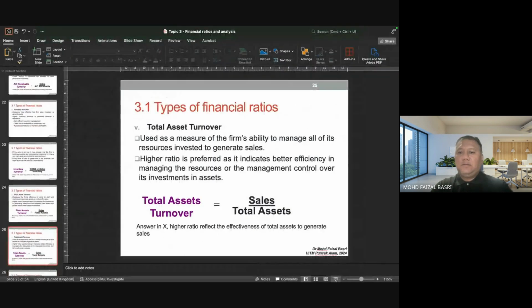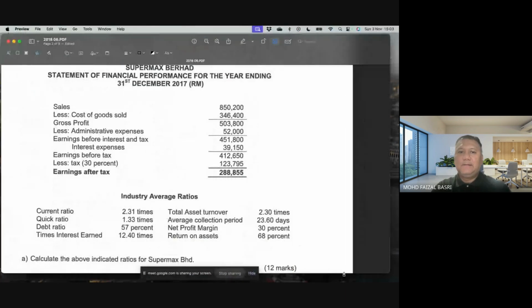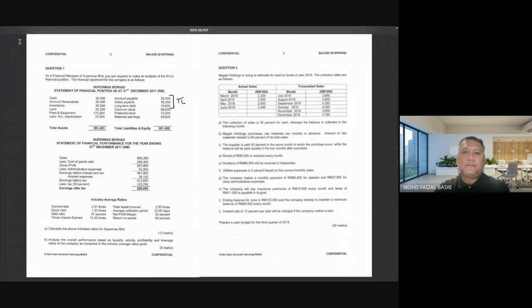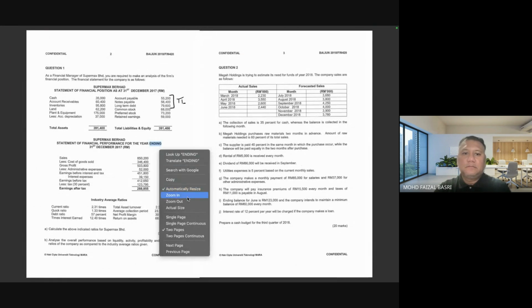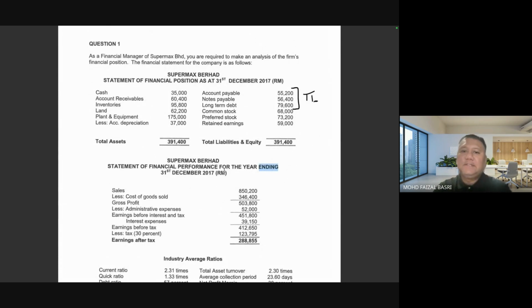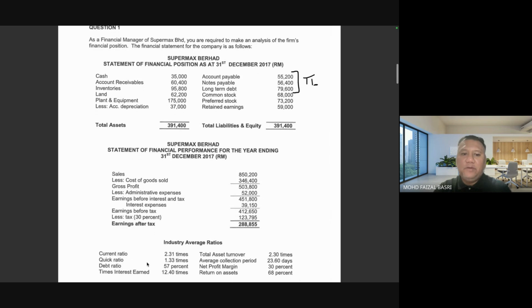Right. We'll go back to the question. Tengok balik soalan Supermax ni. So we've done the ACP just now. ACP kita dah buat 23.6. Okay, 23.6 untuk ACP. And if you look at the ratios available dalam ni, selain daripada ACP, kita ada total asset turnover as well. Total asset turnover ni adalah ratio untuk activity ratio as well.